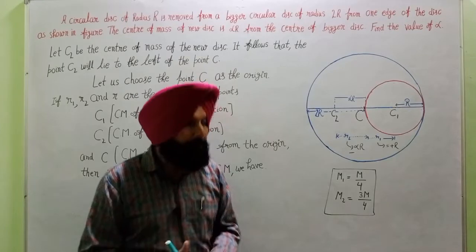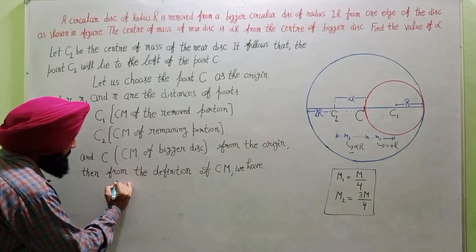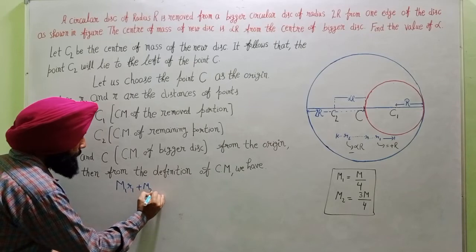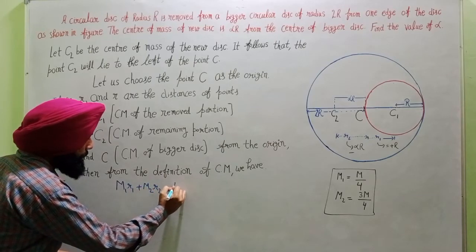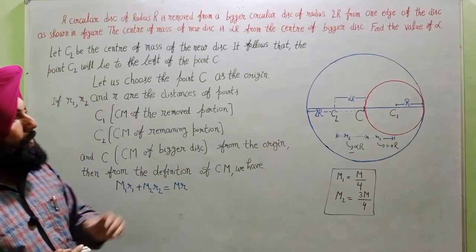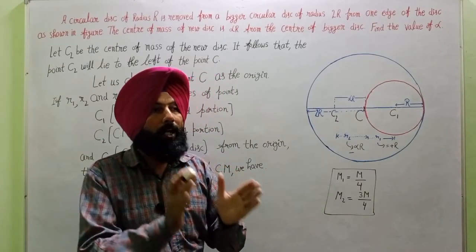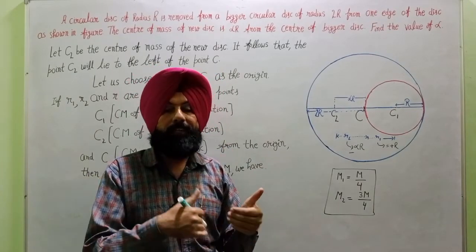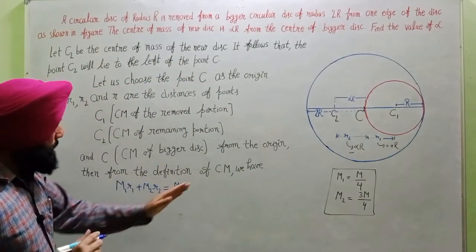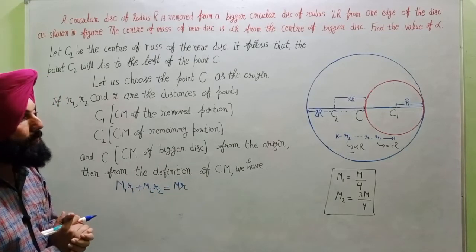Now the definition of center of mass is m1 r1 plus m2 r2 equal to M into R. Now, the value of R is 0 because the center of mass of the disk coincides with the center. Now, putting the values of m1, r1, m2, r2 and MR, we will find the value of alpha.